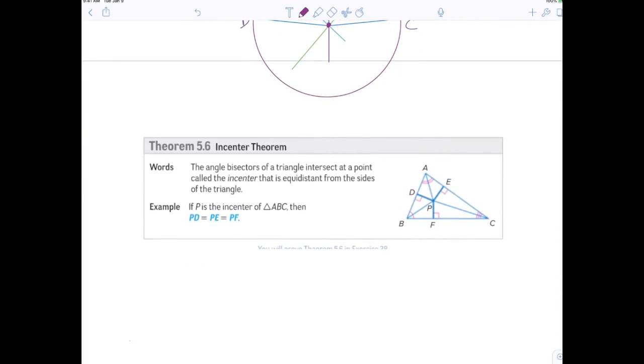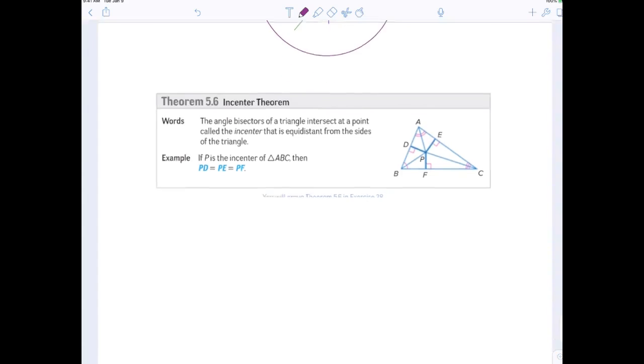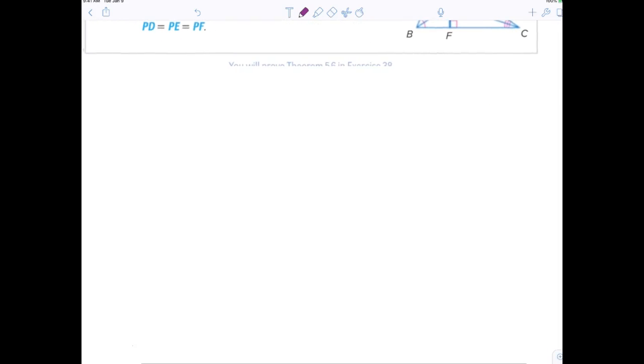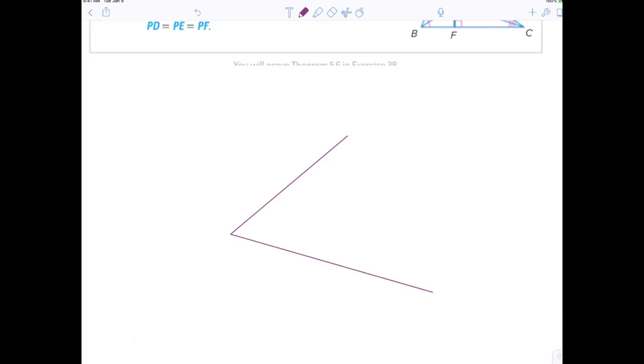The next one is called the incenter. And the incenter involves an angle bisector. So I'm going to draw an angle, and then I'm going to try to bisect it. Follow me, just see what we're doing. Trying to draw that angle bisector. And that's pretty close to the angle bisector. Not exactly, but pretty close.